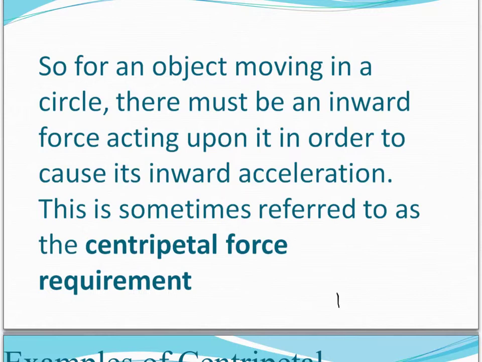So for an object moving in a circle, there must be an inward force acting upon it in order to cause its inward acceleration. This is sometimes referred to as the centripetal force requirement. It wants to move in a straight line. Everything wants to move in a straight line. The only reason something's going to move in a circle is a force is causing it to move in that circle. And we're going to do a lab with this either tomorrow or the next day.